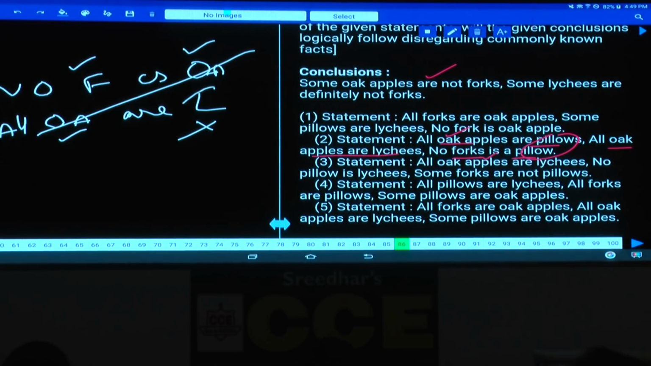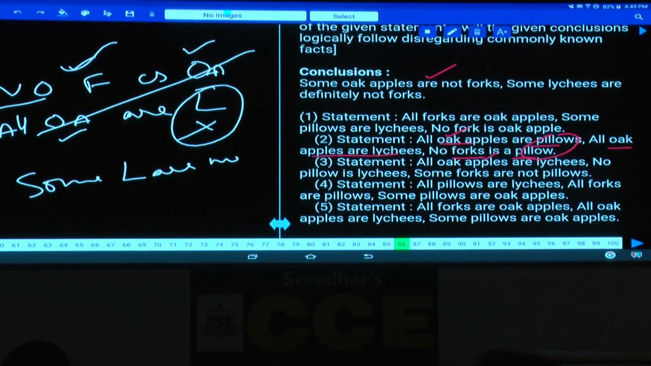Now this is cross and this is tick. One is no. Where can we have cross and tick in negative? Some not. And some lychees are not fork. Are you getting the answer or not? Some lychees are not fork. That is the second one. Then what is your answer here? Choice 2 is the answer.